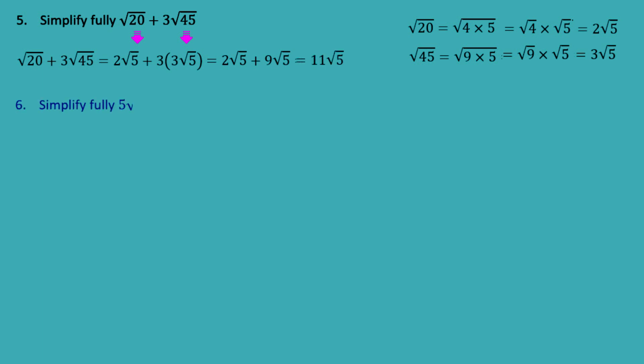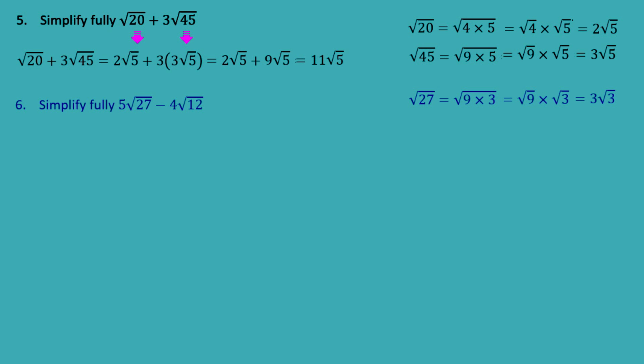Question 6 is 5 root 27, minus 4 root 12. Like question 5, we need to first simplify the roots so they are the same, then substitute them into the calculation and multiply out the brackets and finally, subtract the roots. The highest square factor of 27 is 9. Replace root 27 with the root of 9 times 3, which is root 9 times root 3. Root 9 is 3, so root 27 simplifies to 3 root 3.